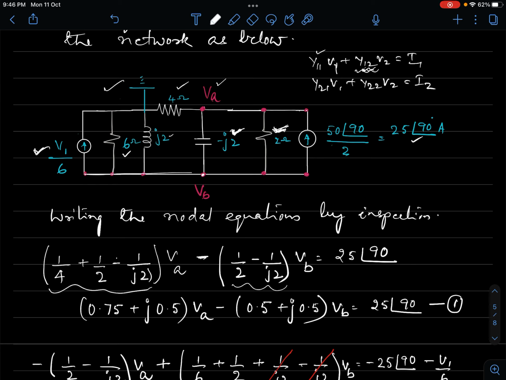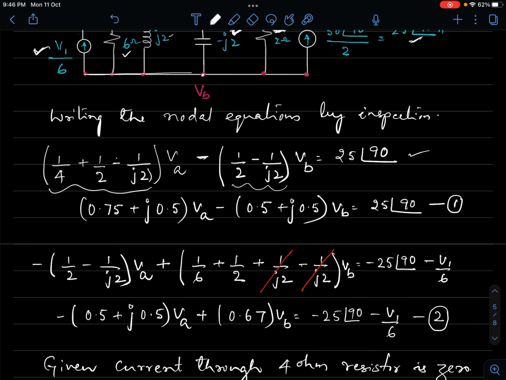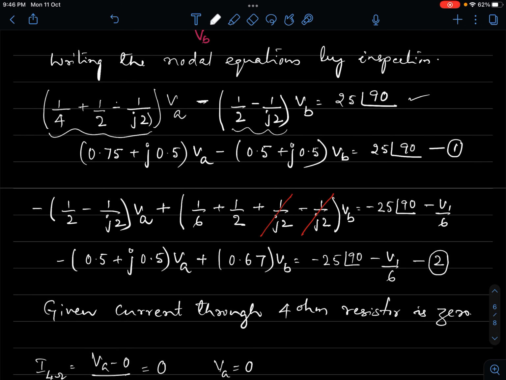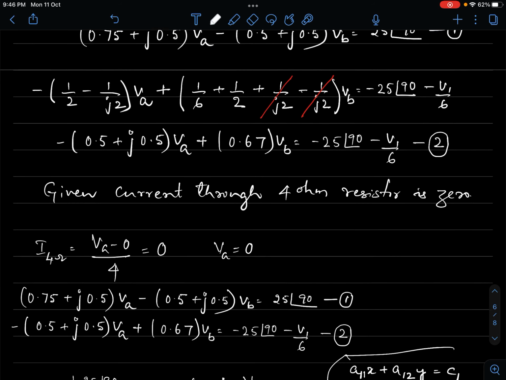So this element becomes negative and is equal to the sum of the currents meeting at node A. The current that is meeting at node A is from the source, 25 at an angle of 90 degrees. Similarly, the second equation is also written, and then of course the solution of the equations can be handled using Cramer's rule, and you have your scientific calculator which will help you do it.